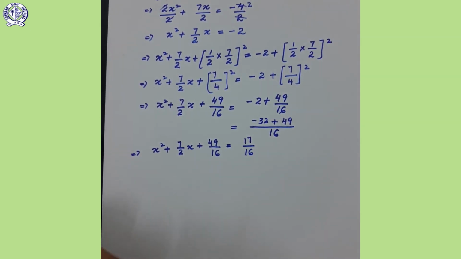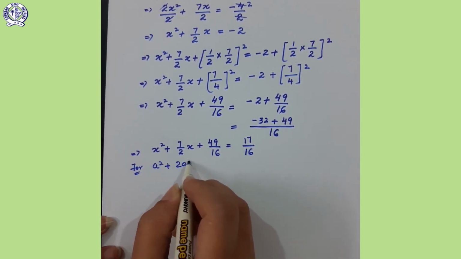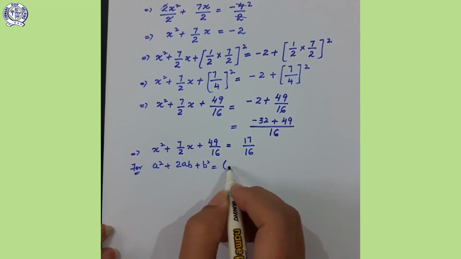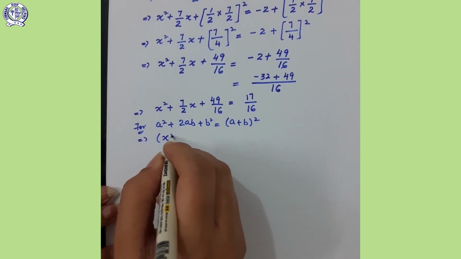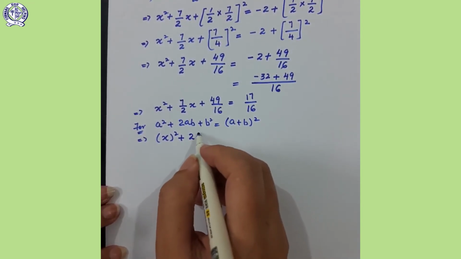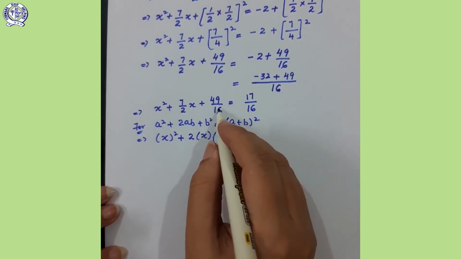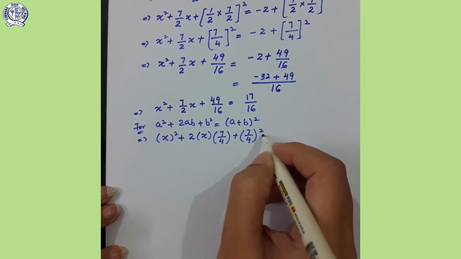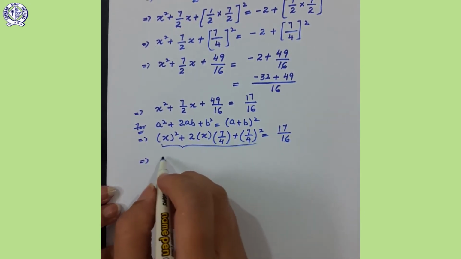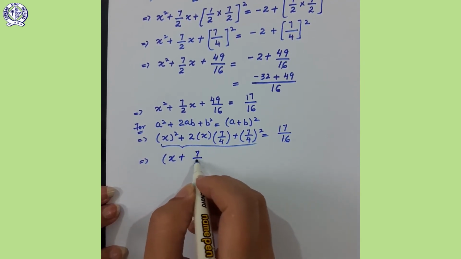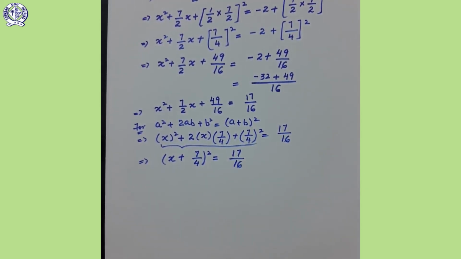Now again we will apply the formula. You know that a square plus 2ab plus b square equals a plus b the whole square on the left hand side. So according to the formula, x whole square plus 2 into a and into b is 7 upon 4, plus the root of this, 7 upon 4, the whole square equals 17 upon 16. So this whole equals a plus b the whole square, meaning x plus 7 upon 4 the whole square equals 17 upon 16. We have applied the formula.